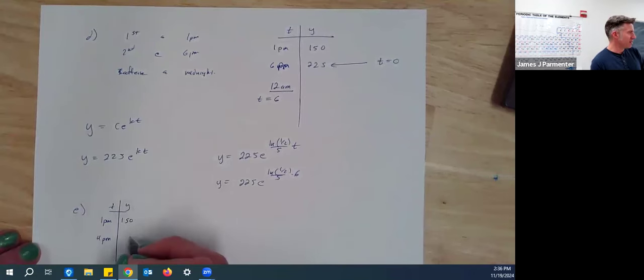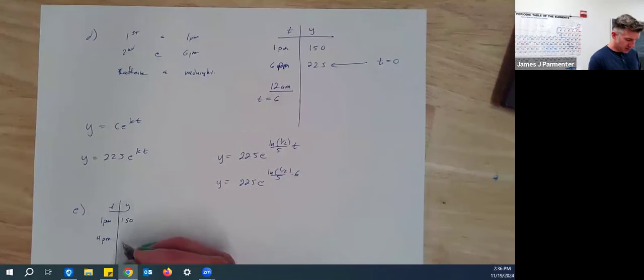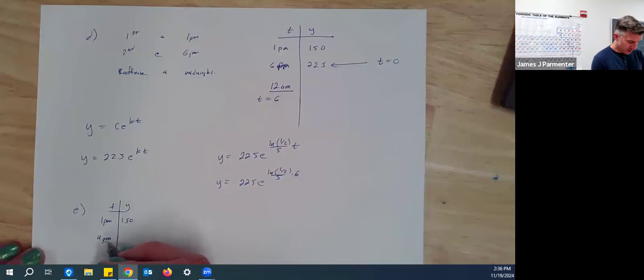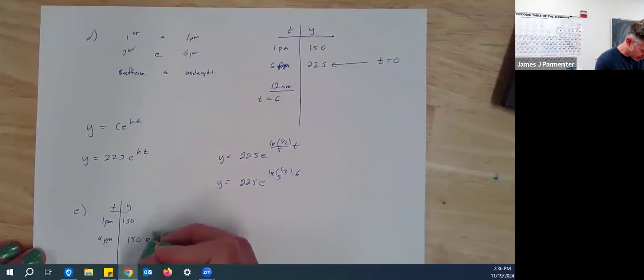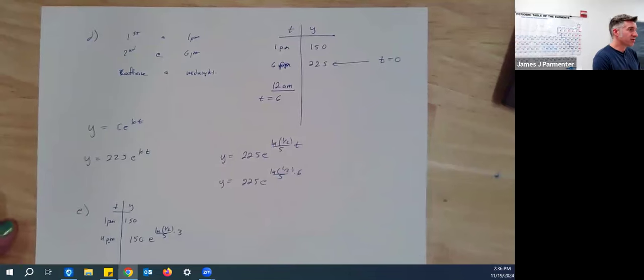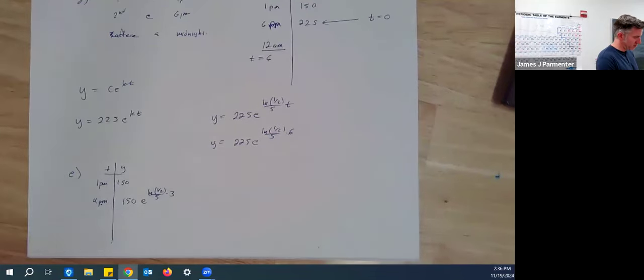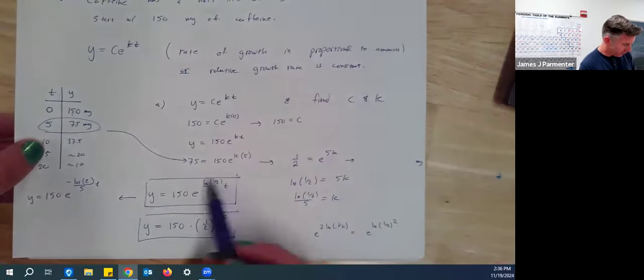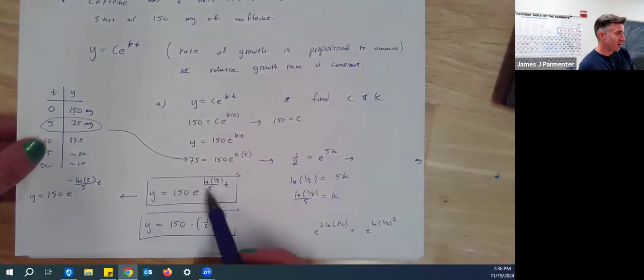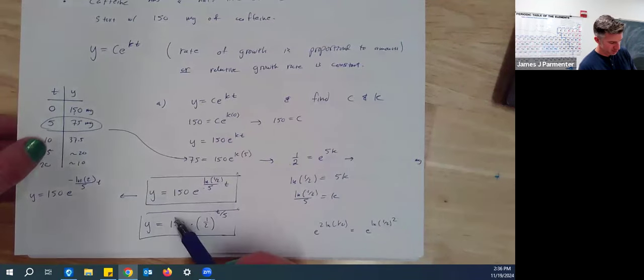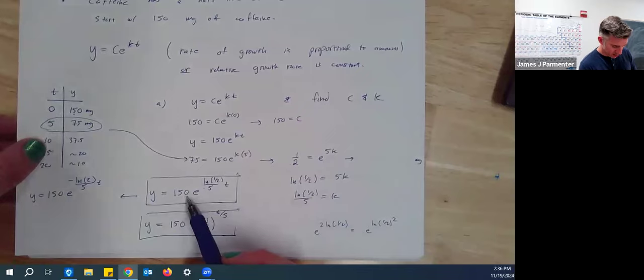And now the amount here is going to be challenging because we're going to use our model, right? So we know that after 3 hours, the amount's going to be 150 times e to the natural log of 1/2 over 5 times 3. Just using the model we already came up with, right? Back on the first page here, first page, second page here. That's our model for the amount of caffeine, however many hours after drinking your first Monster. Yeah. So there we go.